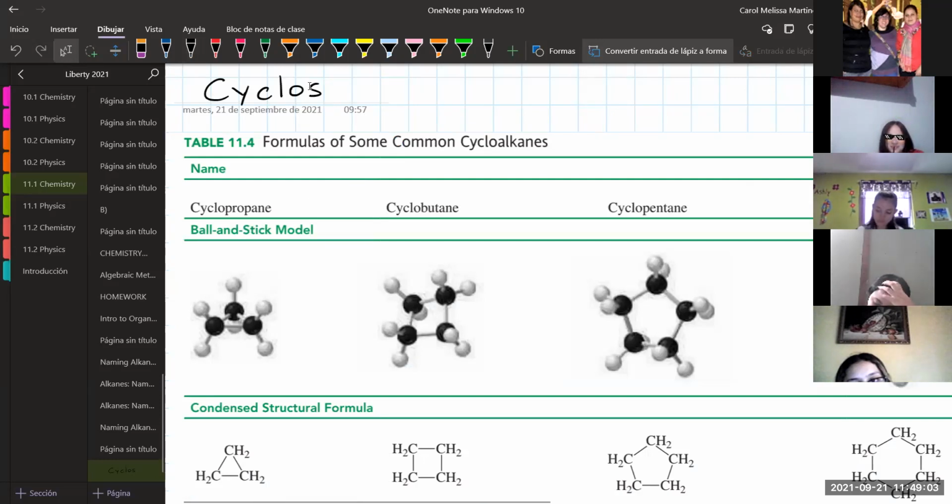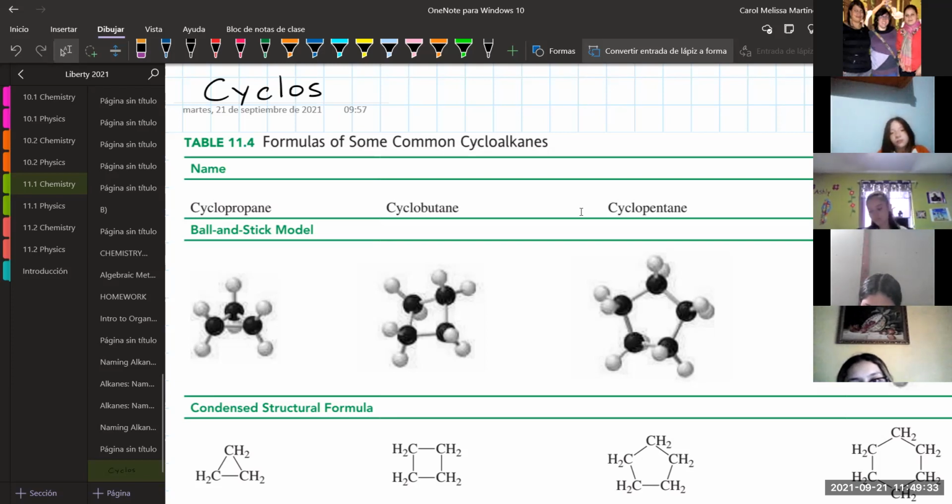Now, when you read the word cyclo, we're talking about cyclic shapes. Cyclic shapes are geometrical shapes. Now, where do they come from? Take a look at the ball and stick model. The ball and stick model represents the carbons, the hydrogens, and the bonds that are between those elements.